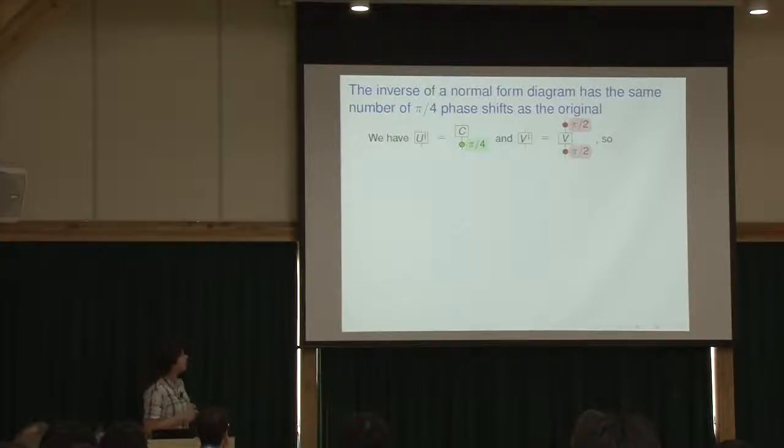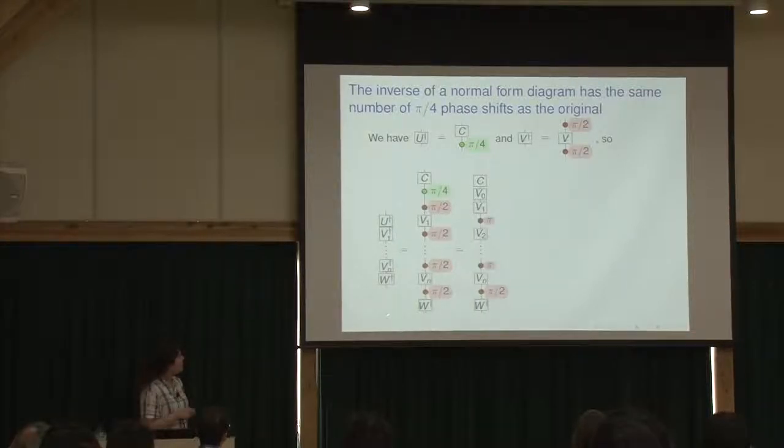So if we invert our u, because that's just a Clifford operator followed by pi/4, it gives us pi/4 followed by some Clifford operator. And it's easy to show that if we invert v, that's the same as taking the original v and having red pi/2s on top and bottom. So we can rewrite our inverted diagram in this form.